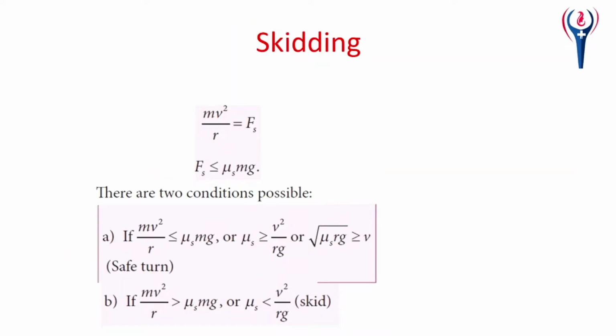And this is the formula for skidding: mv square by R equals Fs. The condition for not skidding, that is safe turning, is if mv square by R is less than or equal to mu s mg, it is safe, and if mv square by R is greater than mu s mg, it is skidding. And what is mu s? Mu s is the coefficient of static friction.